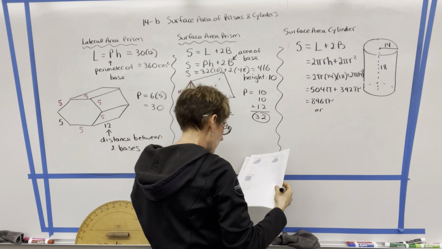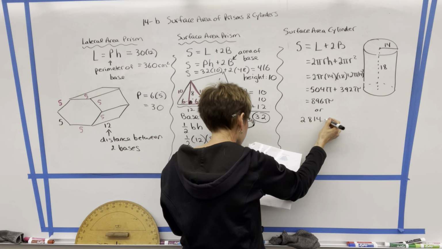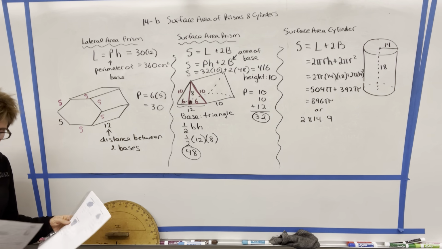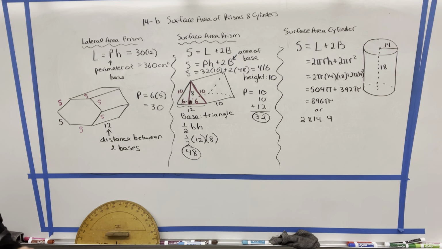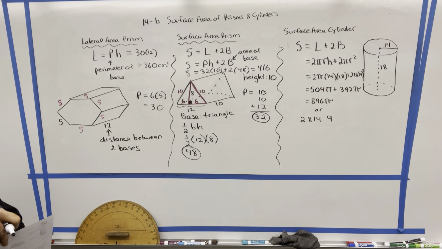Or if I want to turn it into a decimal using the pi button on my calculator, it would be 2,814.9. So those are examples for each of the surface area formulas for 14b.